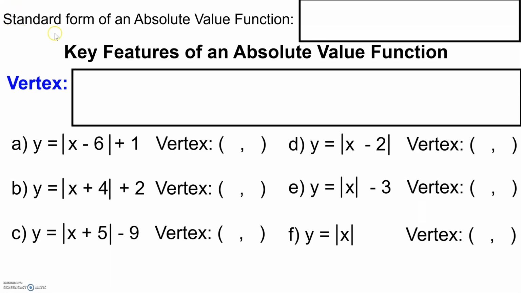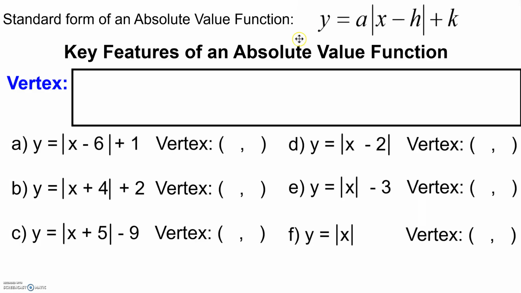We know that there are standard forms of all functions. The standard form of a linear function is y equals mx plus b. The standard form of an absolute value function is y equals a, absolute value x minus h, absolute value plus k. Key features of an absolute value function also include the vertex.